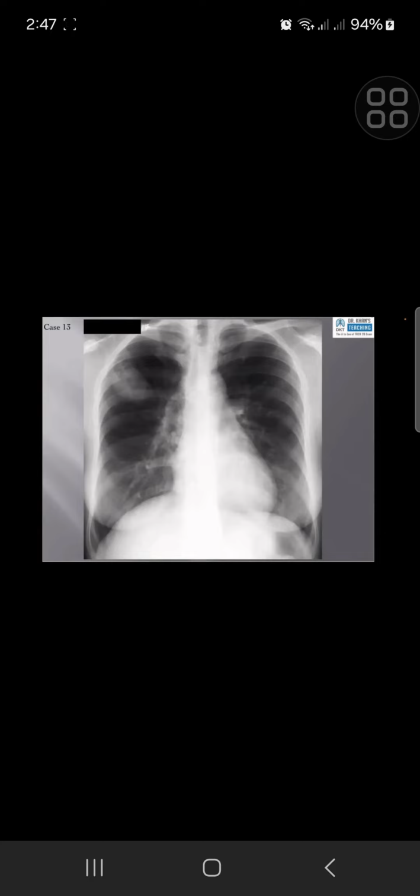Elsewhere, I cannot see any further lesions. There is no pleural effusion and no bony destruction. I cannot appreciate any hilar lymphadenopathy. My primary differential for this case, an opacity with an air crescent sign, would be an aspergilloma.